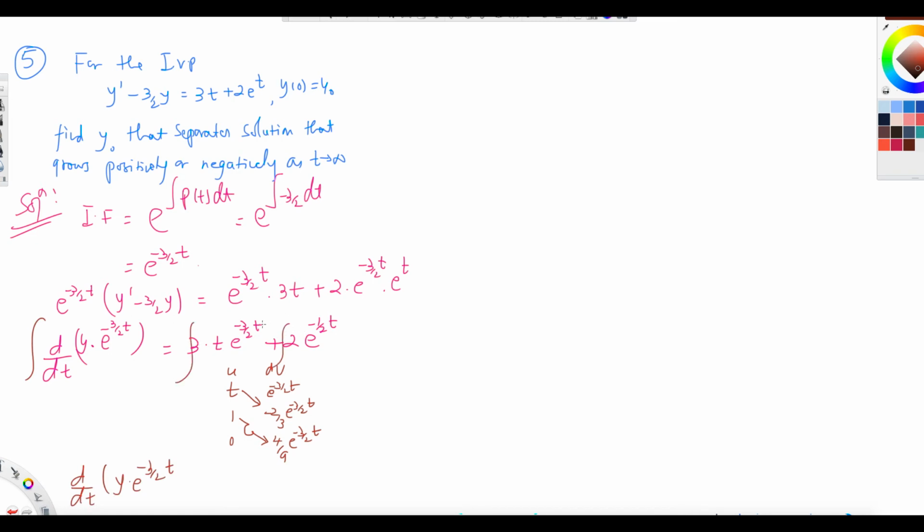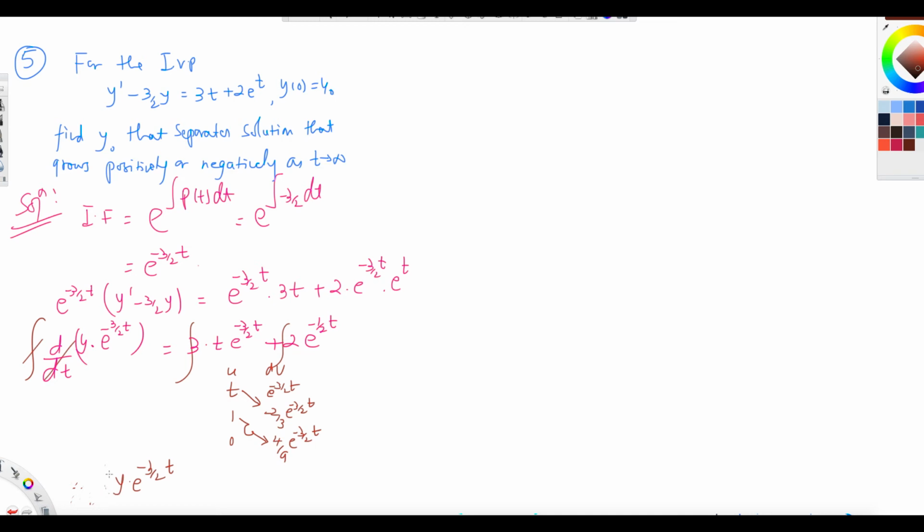Let's integrate on both sides, and what you get is the derivative and the integral sign will cancel out. So y times e to the negative 3 half t is equal to what?